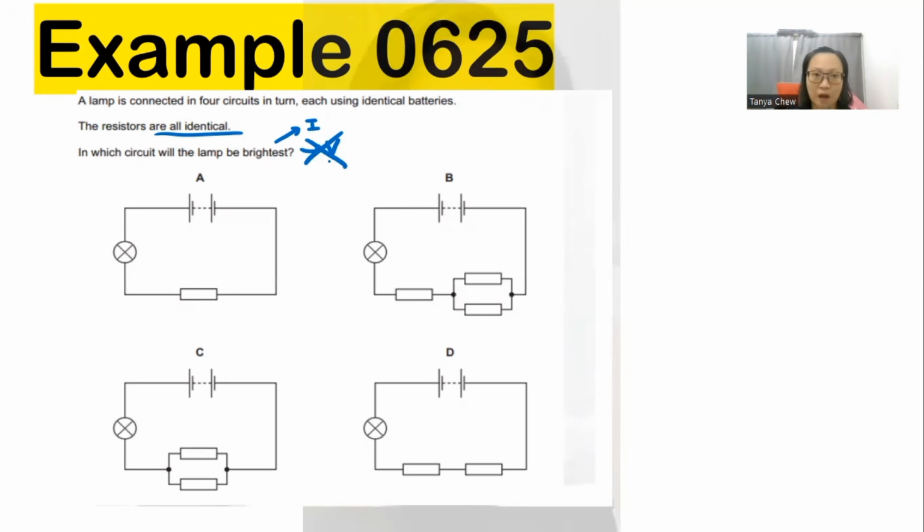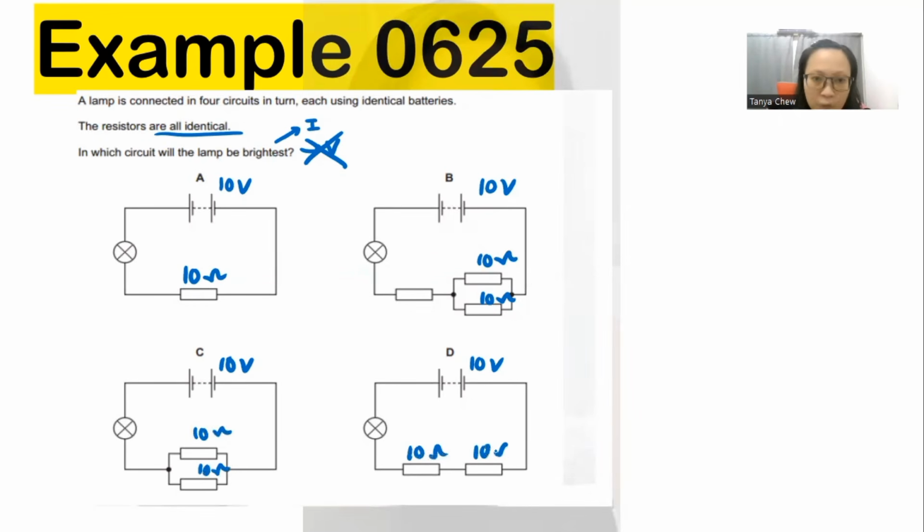Now since all the lamps are connected to identical batteries, I'll just put 10 volt, easier for me. Just put any numbers that you can think of, any easier number for you to do your calculation. And let's put the resistance at 10 ohm, because all the resistors are identical, so I just put 10 ohm, 10 ohm, 10 ohm, and 10 ohm.